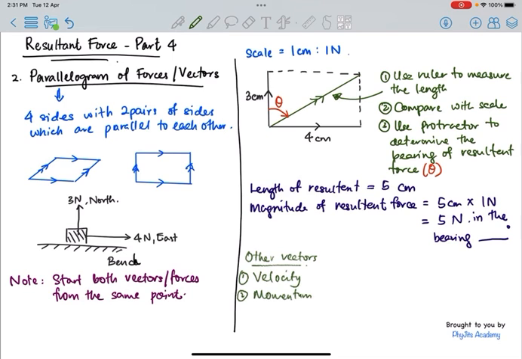I hope that this lesson will help you to understand the idea of getting resultant forces better.